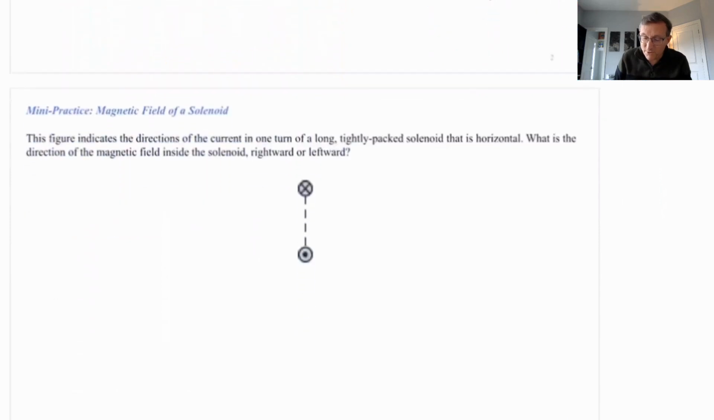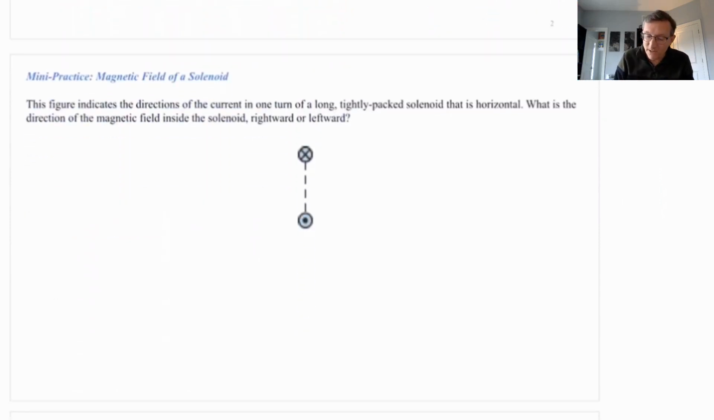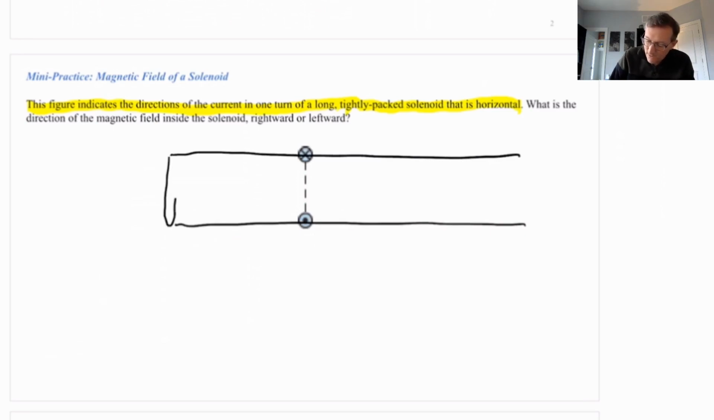Here's a little mini practice. We'll just do this together right now. Magnetic field of a solenoid. This figure, very simple, very schematic, indicates the directions of the current in one turn of a long, tightly packed solenoid that is horizontal. So you can think of the solenoid itself being something like that, with windings one after the other, and you're seeing one of those windings there. The question is, what is the direction of the magnetic field inside the solenoid? Rightward or leftward? I'd like you to try that for yourself. Pause the video so you can think about it. Come back when you're ready.